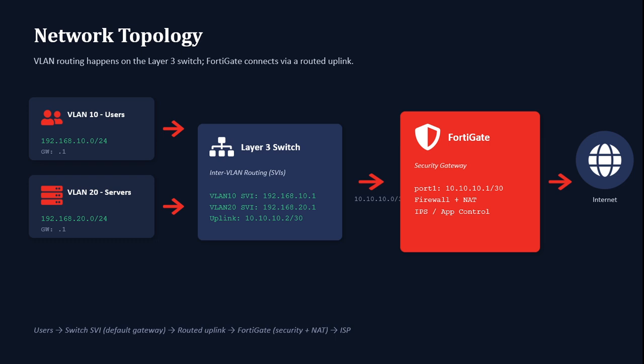So this is the network topology. VLAN 10 users, that is 192.168.10.0/24, and VLAN 20, that is the servers, 192.168.20.0/24. So this is our layer 3 switch. It will do the inter-VLAN routing, that is VLAN 10 and VLAN 20, and the uplink is 10.10.10.2/30. And on the FortiGate side, port 1 will be connected to the switch, so 10.10.10.1/30 is my FortiGate interface IP.